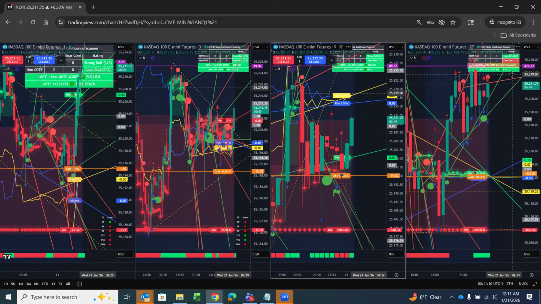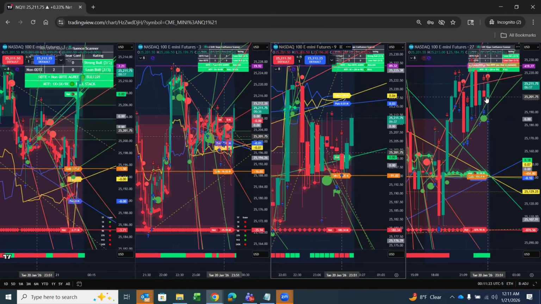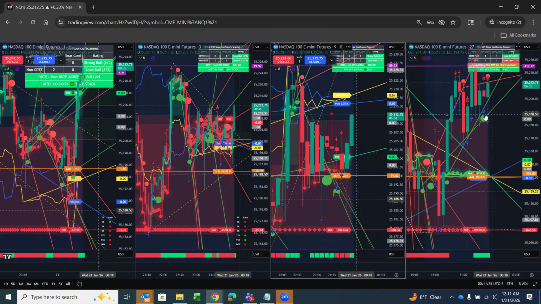If you get confluence, look at this. We have bullishness, bullishness, bullishness on three time frames, based on the scanners. And we had a buy signal on the previous candle. See what happens, the liquidity hunting right here. We had a bullish confluence.